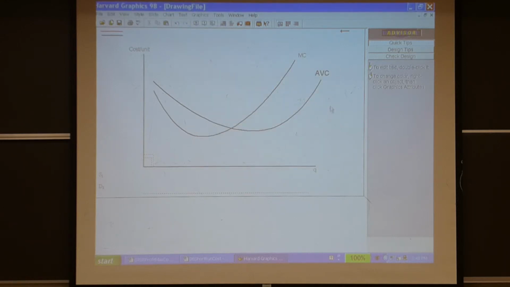Like that, right? There's the average variable cost. Now, that's a variable cost, but it's the average of it. It has nothing to do with the fixed cost, right? Good. Did you all copy that down? Did you all copy it down? Yeah, go ahead.